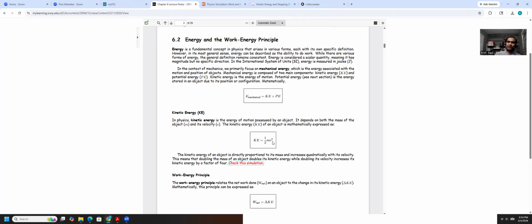Okay, now let's talk about the work energy principle. The work energy principle tells us how work and kinetic energy are related to each other. The work energy principle is this equation: net work done is equal to change in kinetic energy, if there is no other form of energy changes. If only kinetic energy changes, then the net work done is equal to change in kinetic energy. Let's look at a simple simulation.